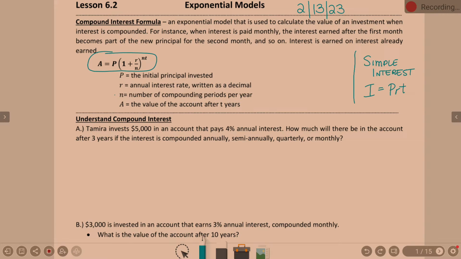Daily, how often are they finding that interest? Okay, that's what N is. And then, I guess I didn't put T, but A is just the value of the account after T years. T, of course, being your time in years.